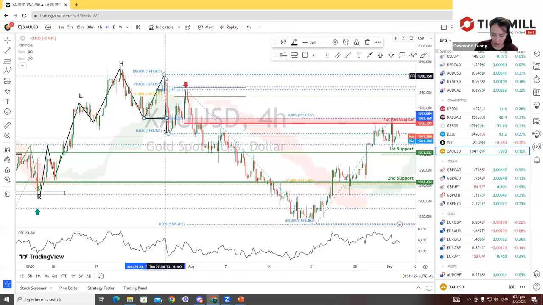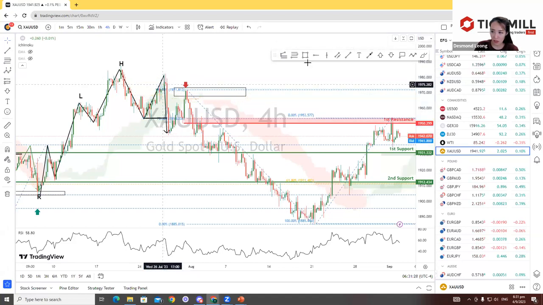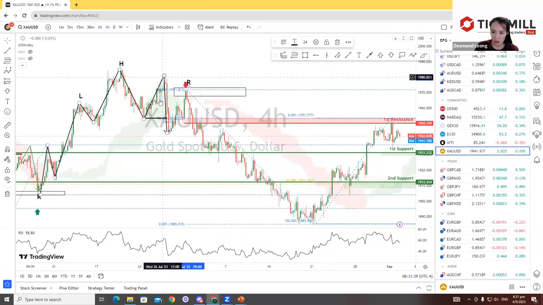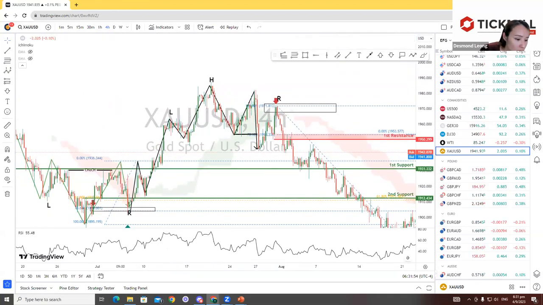That's what people say. Okay, and then you see that my left shoulder is here. Oh, sorry, my right shoulder is here, not here. I don't enter here because price hasn't broken this low. Now this one breaks this low. This is a really good trade. That is a good example for you to see. Okay.